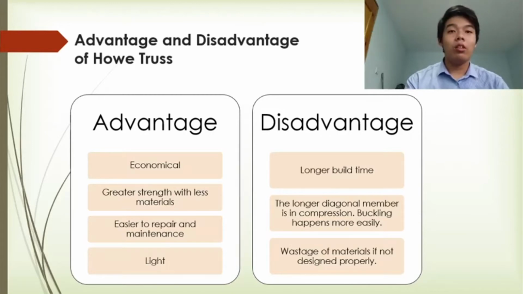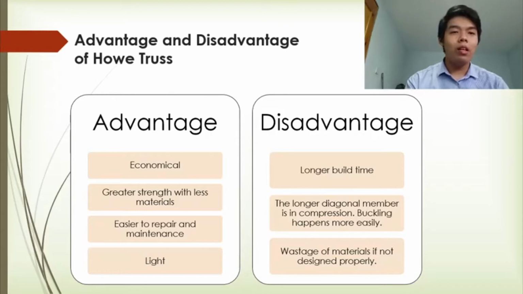The disadvantage of the Howe truss is a longer build time because the angle and length of truss members in a Howe truss bridge must be very precise and accurate. The major disadvantage of the Howe truss bridge is its longer diagonal members.